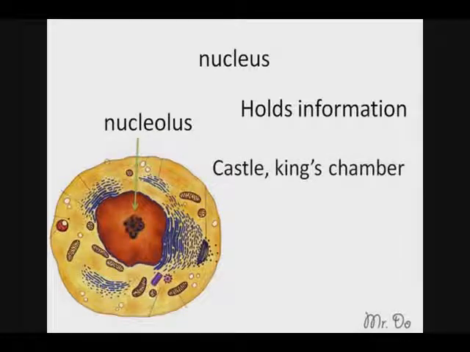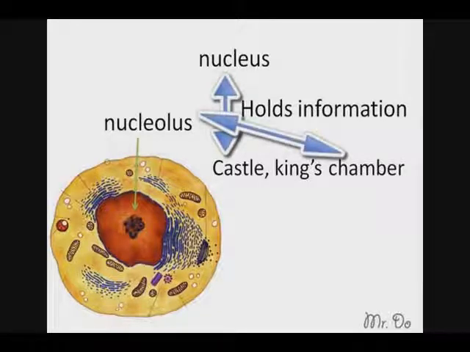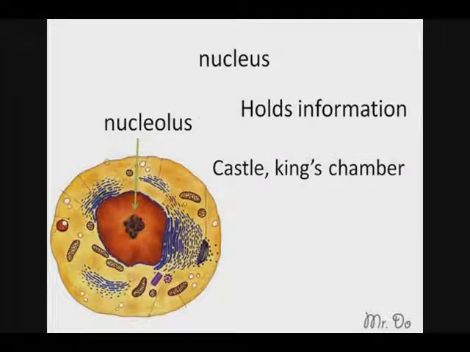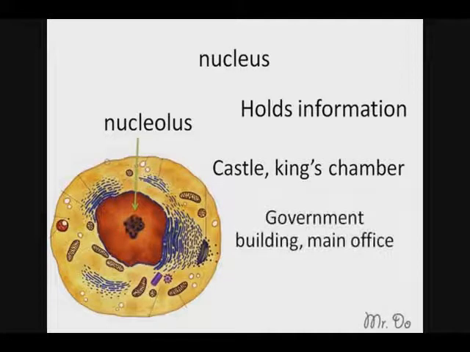Now the nucleolus, if we were to build our city, let's say the nucleus was a castle, then the nucleolus would be like the king's chamber. So the cell would be like the city, and then we have the castle, which is in the middle, that's the nucleus, and then where all the permissions and requirements are needed, the boss kind of, that would be equivalent to the nucleolus. And if it was a modern day city, then the nucleus would be like a government building, and the nucleolus is the equivalent of the main office.